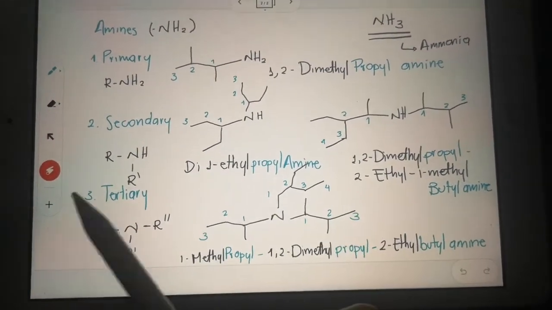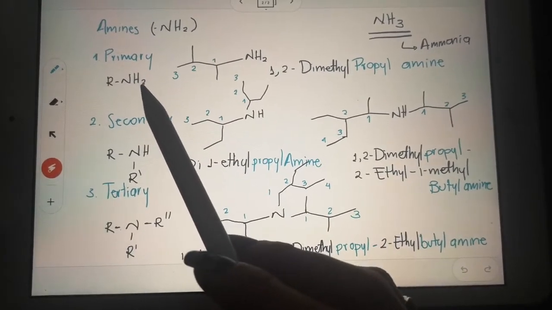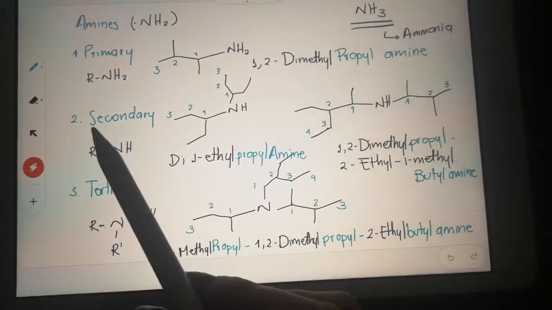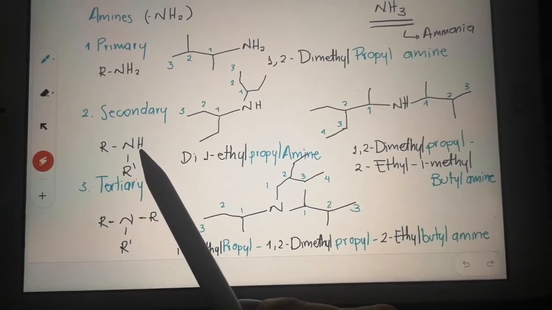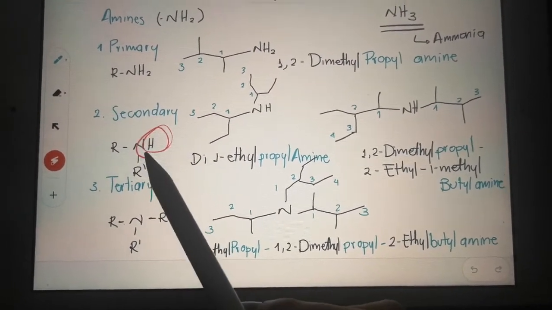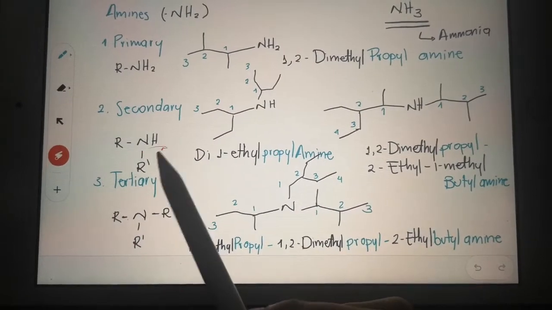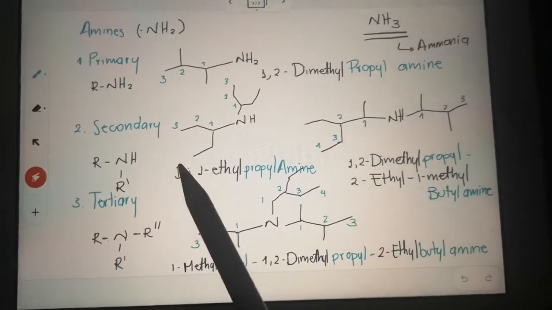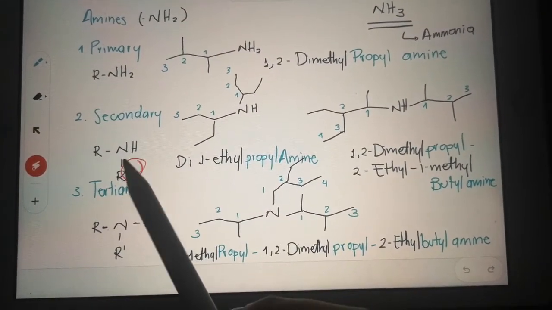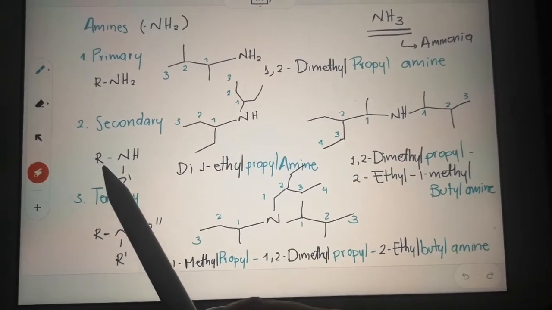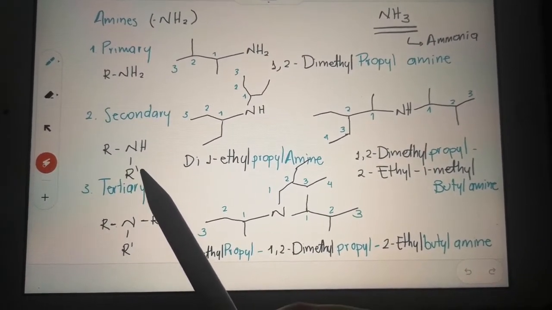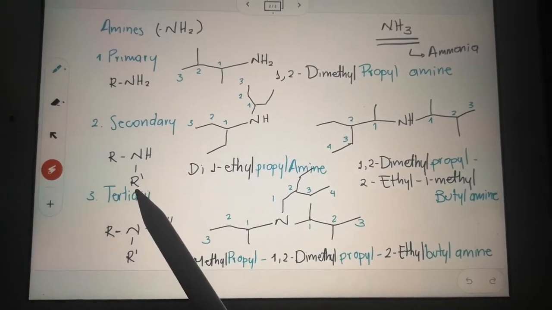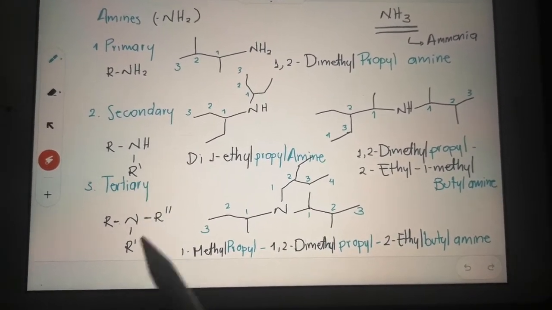You have replaced just 1 hydrogen. For the secondary, you have 2 hydrocarbon chains and 1 hydrogen. It means you have replaced here 2 hydrogens. You have to remember, guys, that this prime means that these radicals or hydrocarbon chains can be equal, but they could also be different, okay?